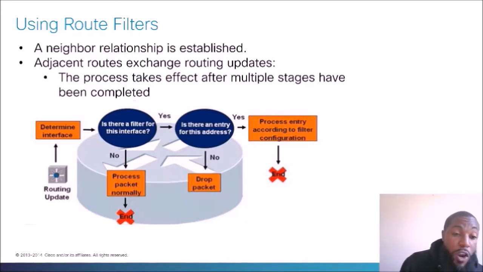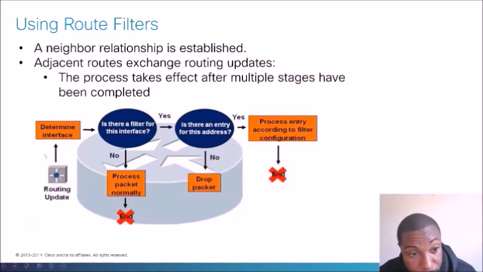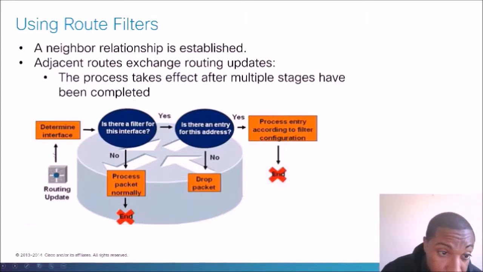If you look at this flow chart, first, let's say we got a routing update from our neighbor. He's an EIGRP neighbor, right? It comes in, and it determines which interface it's coming in on. Let's say it comes into our serial interface. First thing the router is going to do is determine, is there a filter for this interface? If not, then it's going to process the packet normally and just send it on its way through.